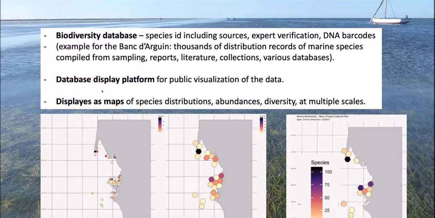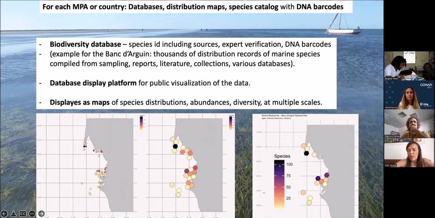These include displays of the platforms to show the data in useful formats for public visualization, such as maps of species distributions, species abundances, and diversities, at multiple scales. For example, you can choose more detailed scales or broader scales. You can choose to plot, for example, here the number of species of algae recorded in this region, or you can choose the number of records, or the densities or abundance of specific species or specific groups. You can select all marine biodiversity or just a specific family, genus or species. So there are many different ways the database can automatically yield the outcomes that people select.